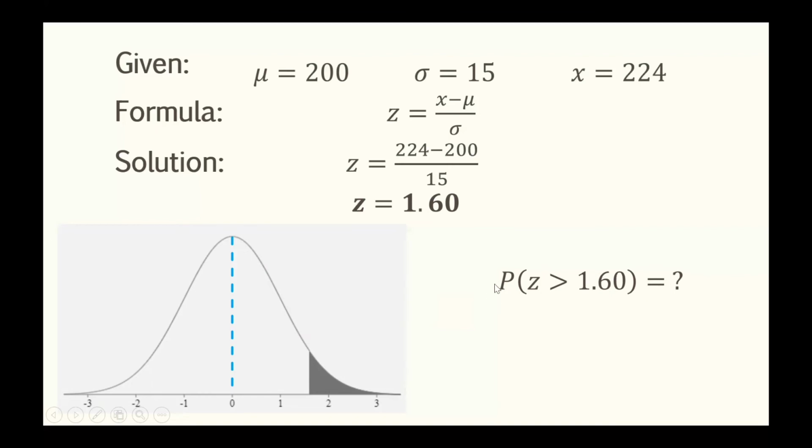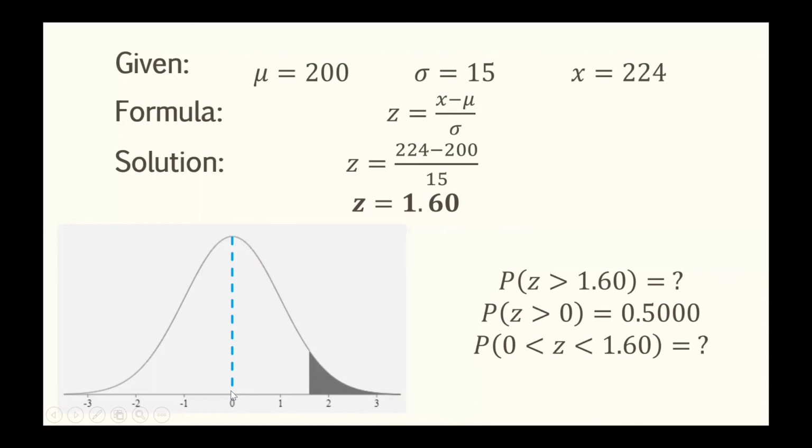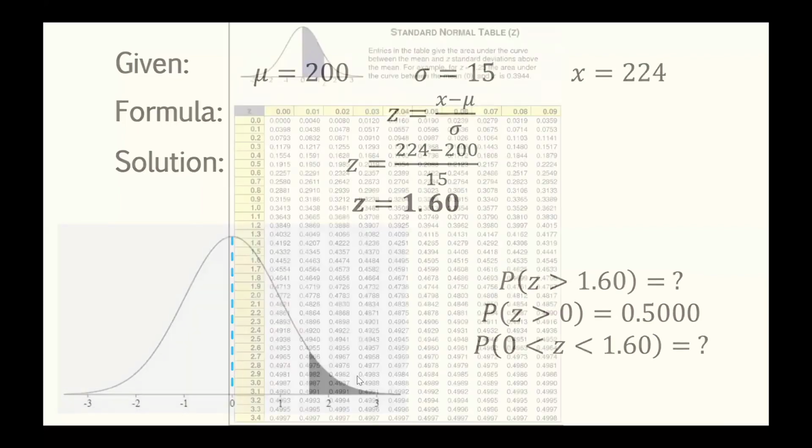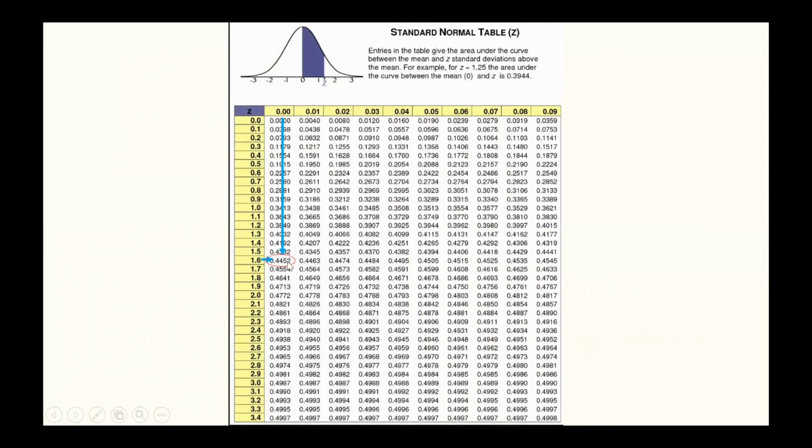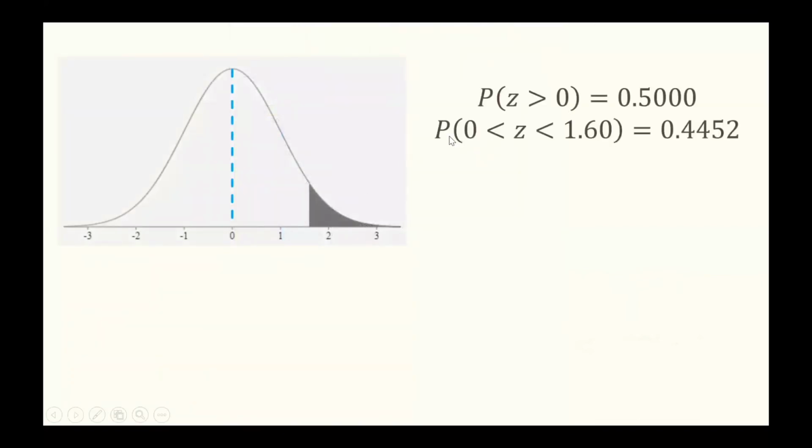1.60. So para makuha natin yung probability nitong symbol na to or itong shaded portion na to, we have to take note that from 0 to the right, or yung half ng normal curve to the right, that is 0.50 or 0.5. Another, we have to get the probability from 0 to 1.60. You can find this in the standard normal table for z. And that is 0.4452. That is the area of the probability of 0 to 1.60.